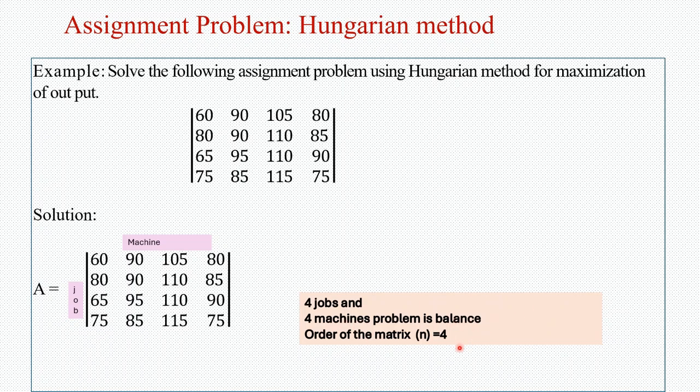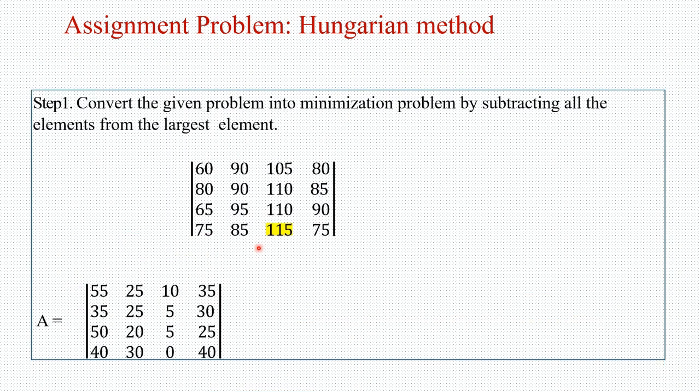Step 1. Convert the given problem into a minimization problem by subtracting all the elements from the largest element. The largest number is 115. 115 minus 60 is 55. 115 minus 90 is 25. Similarly, we subtract all the other elements from 115. We get this matrix.